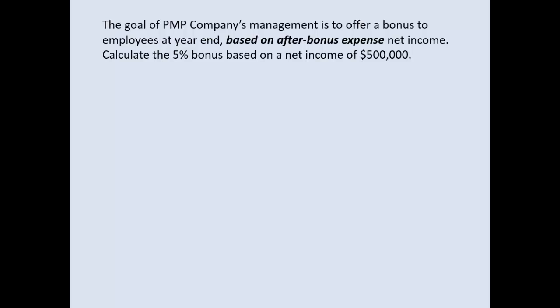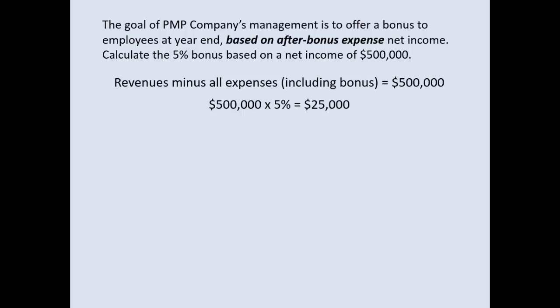You're going to have to calculate the 5% bonus based on a net income of $500,000. But that bonus expense, remember, was already subtracted to get to $500,000. So how do I get there? Revenues minus all expenses, including bonus, is $500,000. $500,000 times 5% is $25,000, but that is not how you calculate your bonus. That would actually be more than 5%. So back to the equation, you need to figure out what the bonus is.